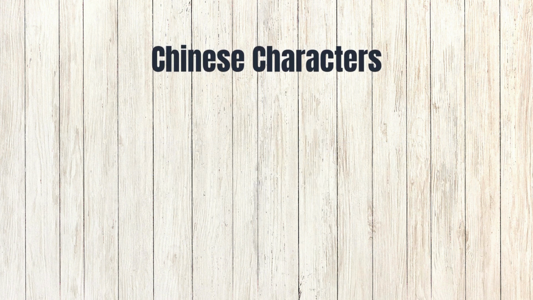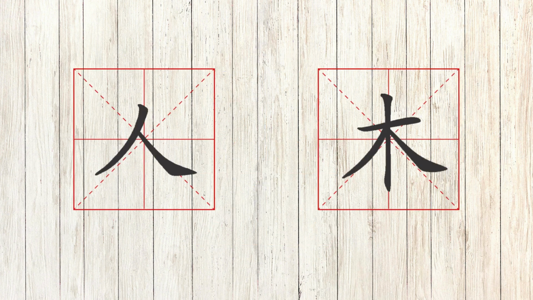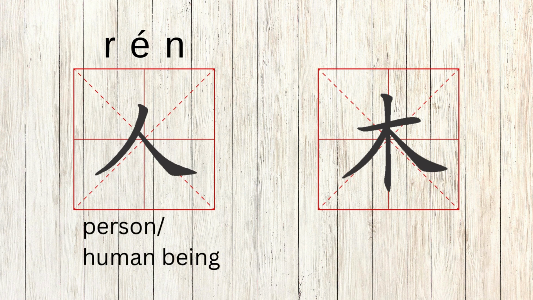Today, let's explore a new Chinese character. But I won't tell you what it means just yet. Let's see if you can guess it on your own. You might remember the two characters we've already learned, right? Both are single component characters. One is 人 which means person or human being, and the other is 木 which means wood or tree.